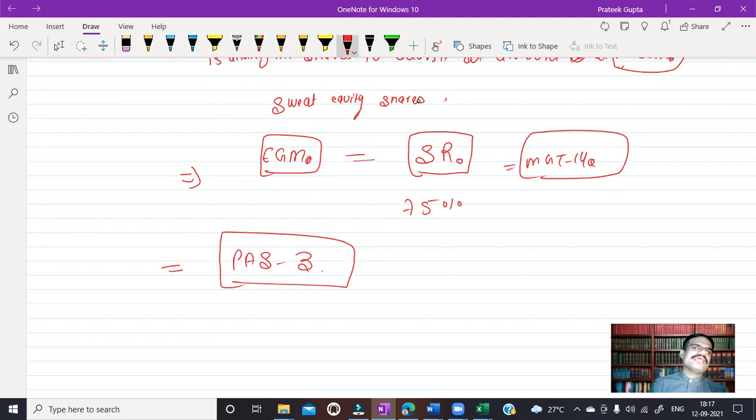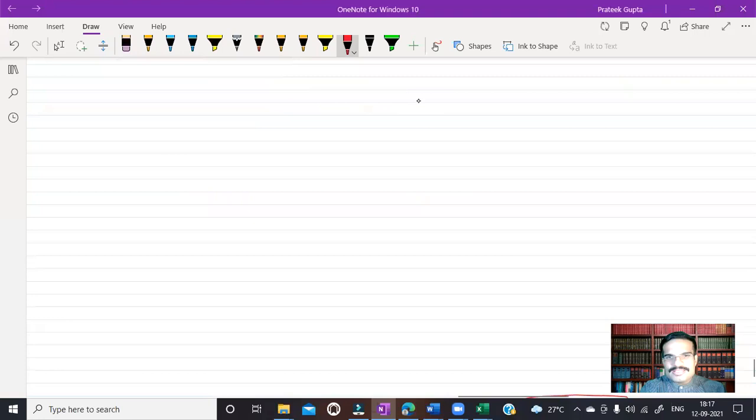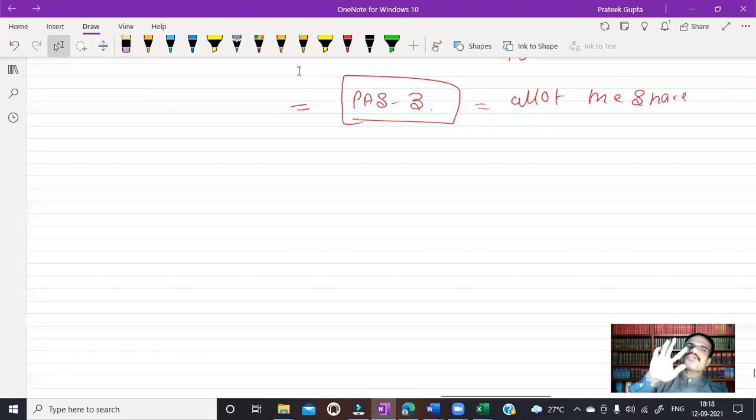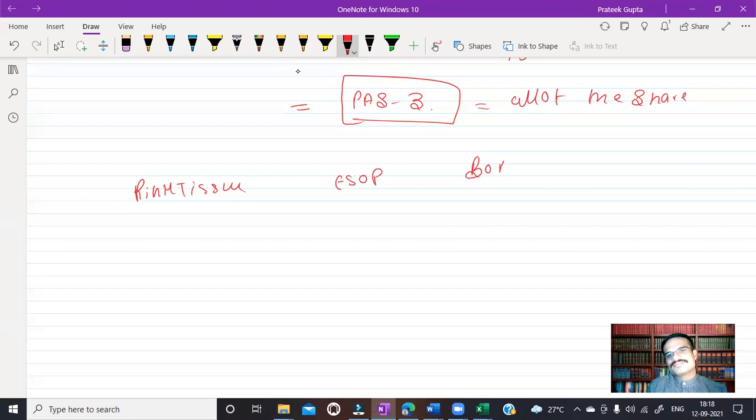Whenever we allot the shares, remember this, we file the PAS 3 form in this case, beta. So, sir, in today's class, we have understood four concepts. The most important concepts: one is rights issue, one is ESOPs, one is bonus shares, and one is what? Sweat equity shares.